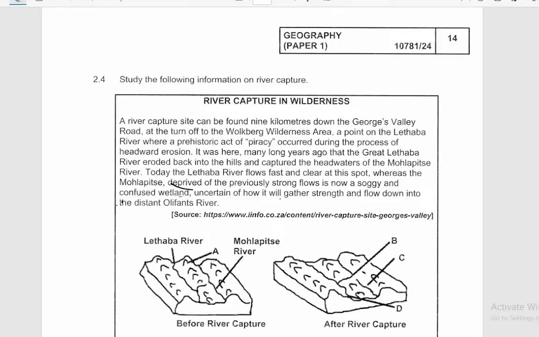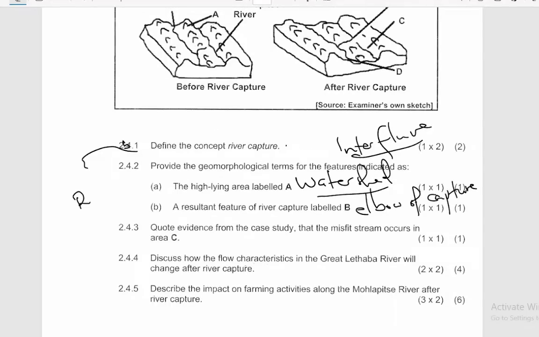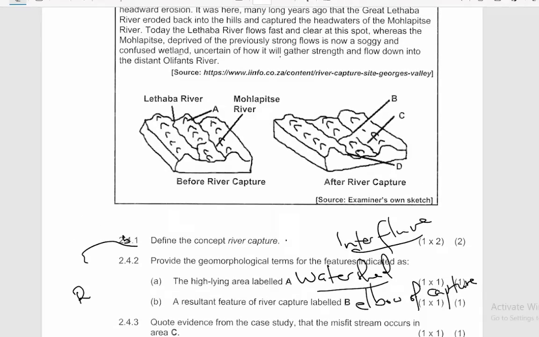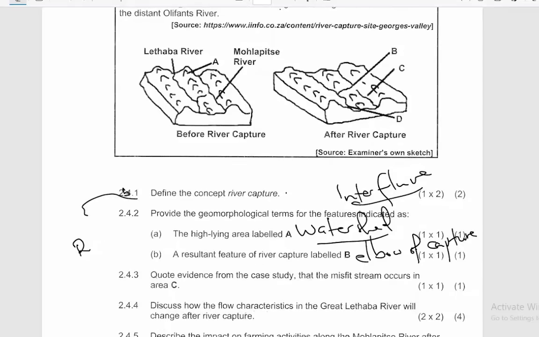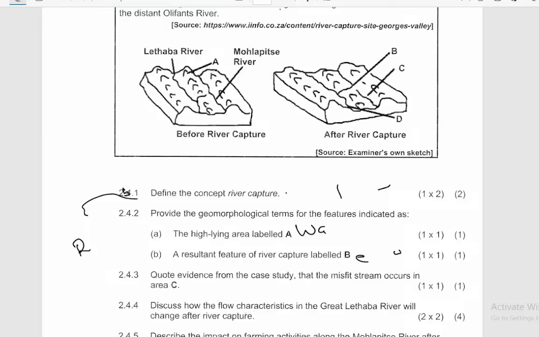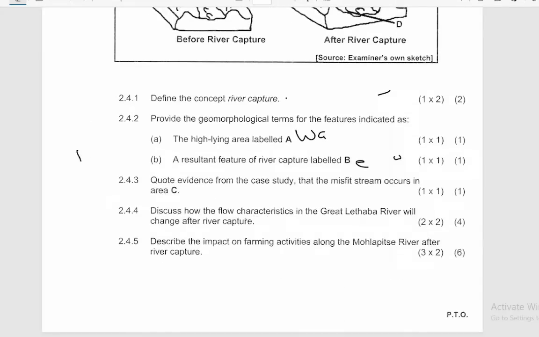Right. Then we move on to the next question. The next question is based on what? Describe or discuss how the flow characteristics of the Great Letaba River will change after river capture. After the process of capture has happened in the Letaba River here, what is going to happen to the flow characteristics? Right, the question is asking about flow characteristics. What is going to happen to the flow features of the river? How is the flow going to appear now? You need to relate to the flow of the river.